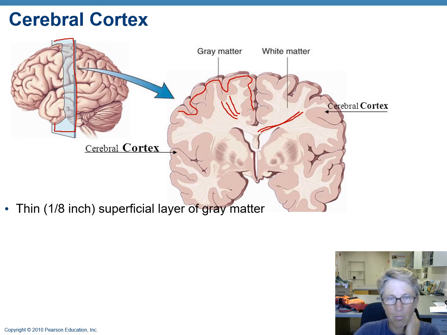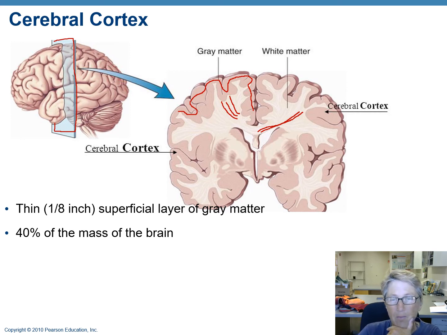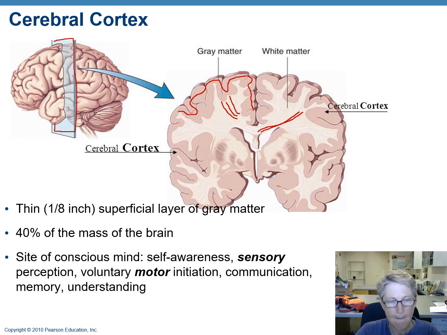So this gray matter of the cerebral cortex is real thin. It's only about 1/8 of an inch, but it's 40% of the mass of the brain. So it's very thin, but it's still 40% of the mass because look at all these foldings. So all those foldings give it a lot of surface area.